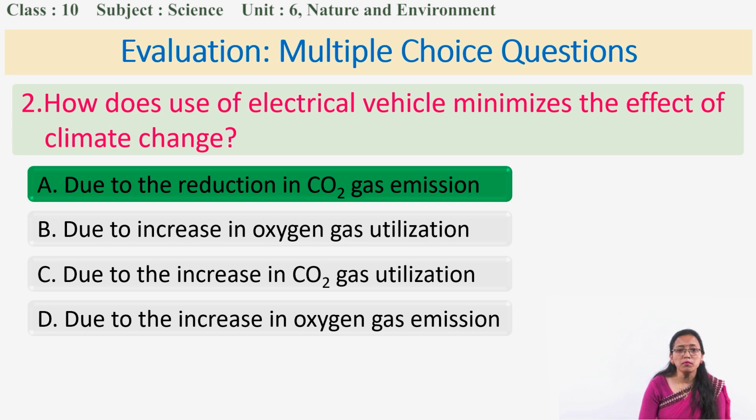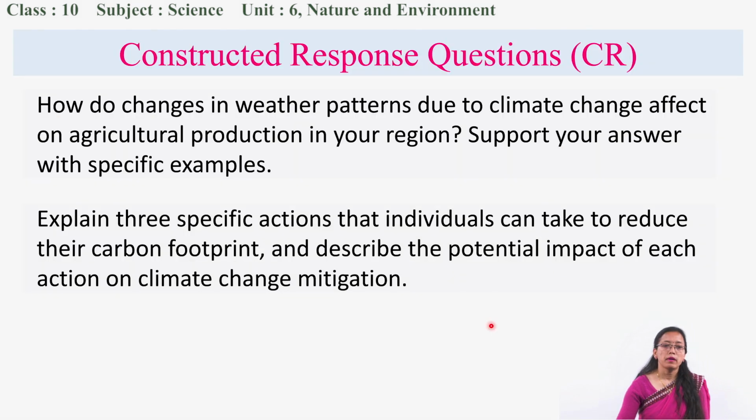Let's discuss some constructive response questions also. First question is, how does change in weather pattern due to climate change affect agricultural production in your region? Support your answer with a specific example. This is for yourself. In your surroundings, what type of effects are seen in your agricultural production? You have to select any one of those and explain it. Then you can discuss with your friends, write the answer and show it to your teacher.